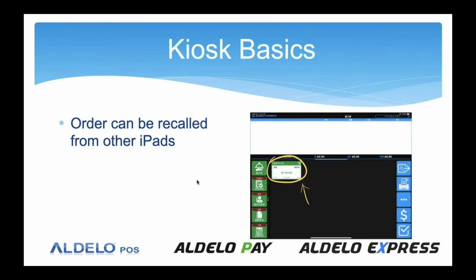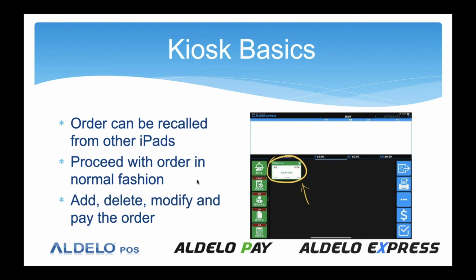The order is then recalled at the other terminal. It can be at any terminal. So once this kiosk is used, then if they have multiple terminals on the counter, you can recall this order in any of the terminals. It doesn't have to be a dedicated one-to-one relationship to one terminal. Order at any kiosk and it will appear then on any counter service terminal. You can then proceed with the order in a normal fashion. You can add, delete, modify, and pay the order.